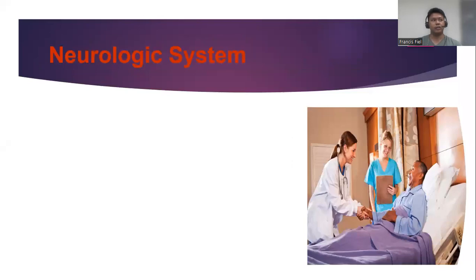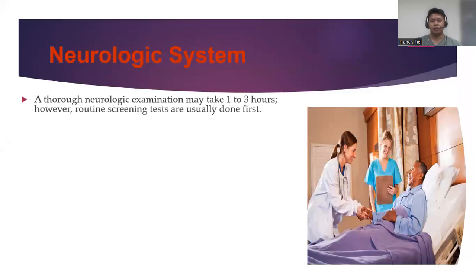Now, neurologic system. A thorough neurologic examination may take 1 to 3 hours. However, routine screening tests are usually done first, di ba? Usually, when you do a health assessment, you do the whole health assessment first, in general. Then, if you notice something in the neurologic status of the patient, that's the time you take into consideration to assess further the neurologic status of the patient.